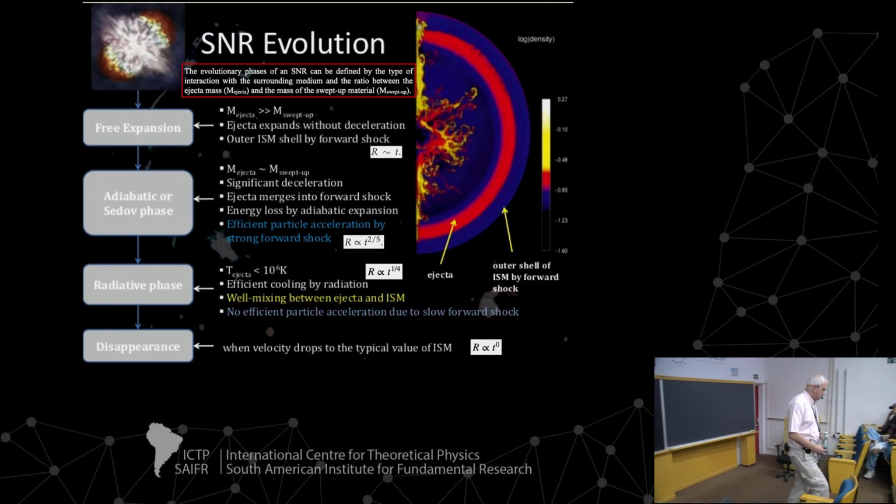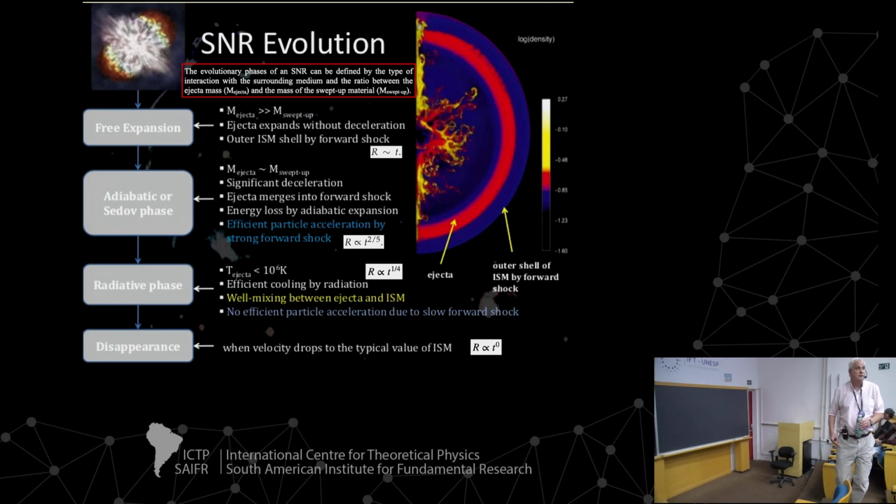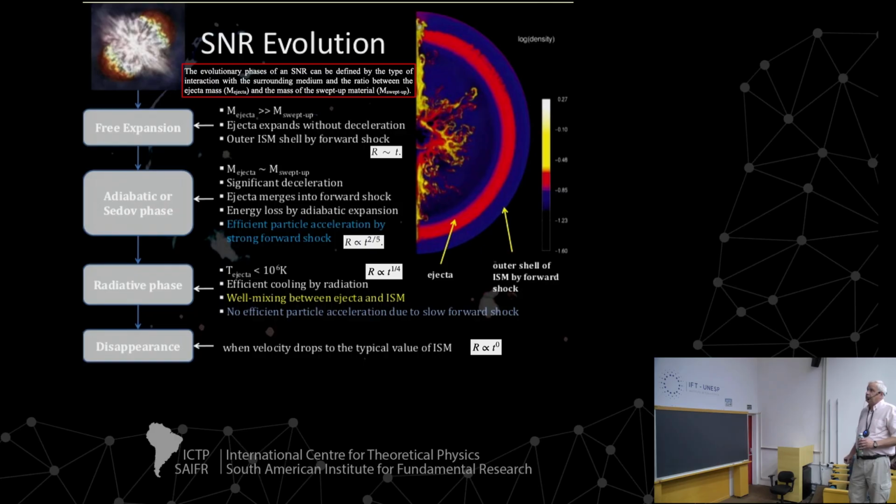So the compact remnant used to be a pulsar. And then we have an ejecta, that is the gas expelled by the explosion. And all the dynamics of the supernova remnant is determined by the initial energy release, the mass of the ejecta, and the medium where this ejecta propagates. So in general, we have 4 phases in the life of a supernova remnant.